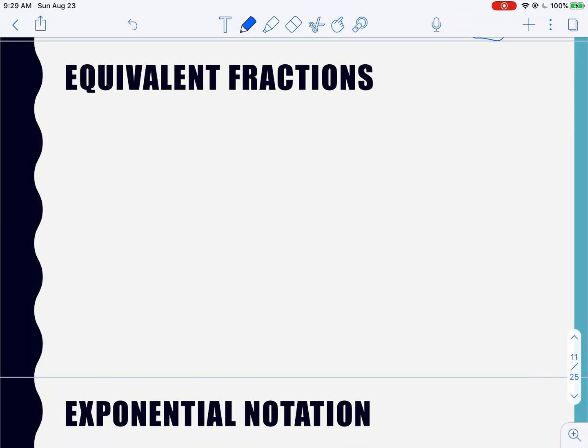Equivalent fractions are any fractions that when you reduce them, they're the exact same value. So 4/8, if I reduce this, I could reduce it to 2/4, and I could reduce it again to 1/2. All of those are equivalent fractions because they have the same value once I reduce.